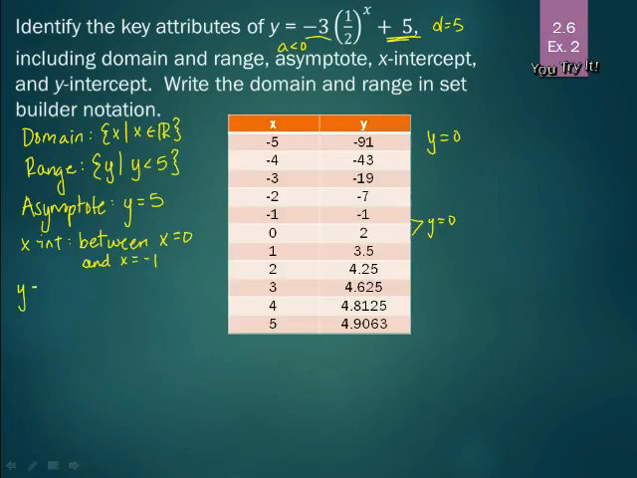And then our y-intercept is going to be when x equals 0, and so x equals 0 at 0, 2. And so our y-intercept will be 0, 2.